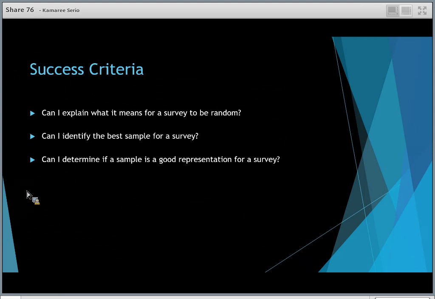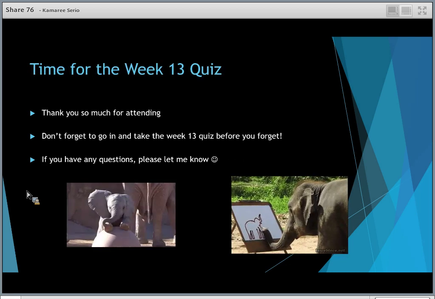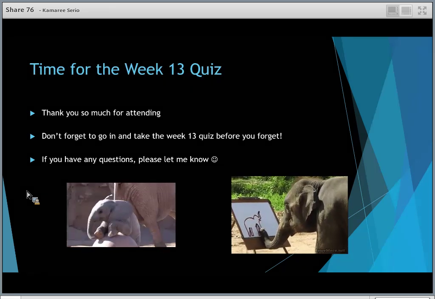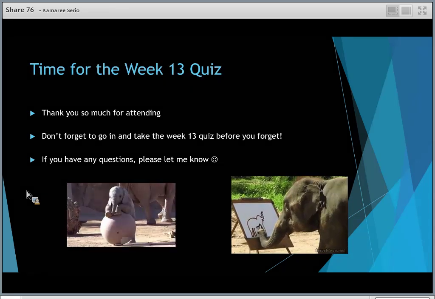All right, so let's see if we can say yes to all of these questions. Can I explain what it means for a survey to be random? Can I identify the best sample for a survey? And can I determine if a sample is a good representation for a survey? Hopefully those are all yeses. The last letter of the quiz code this week is T as in trunk. So the quiz code is elephant, all lowercase.